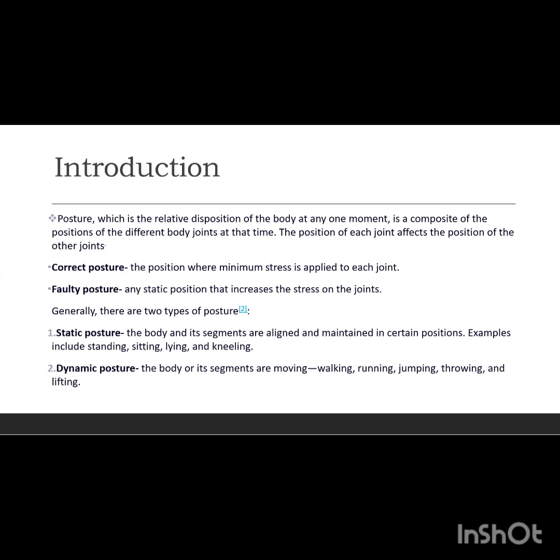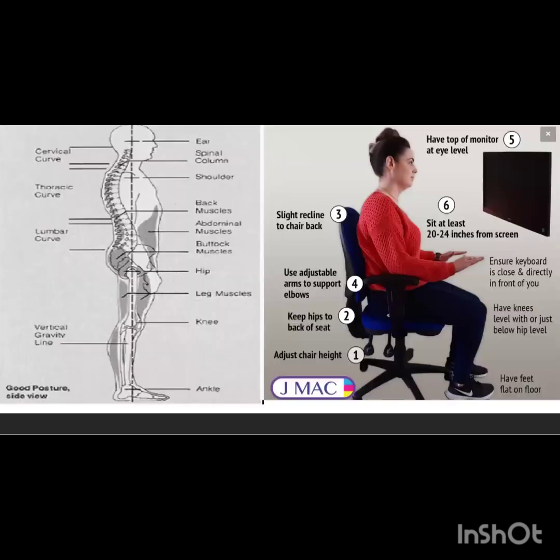So generally there are two types of posture. First is static posture and second is dynamic posture. So what is static posture? The body and its segments are aligned and maintained in certain positions. Examples are standing, sitting, lying, kneeling. In this kind of posture, suppose standing, the body is aligned in a certain particular posture and it is maintained through different positions of the joints.